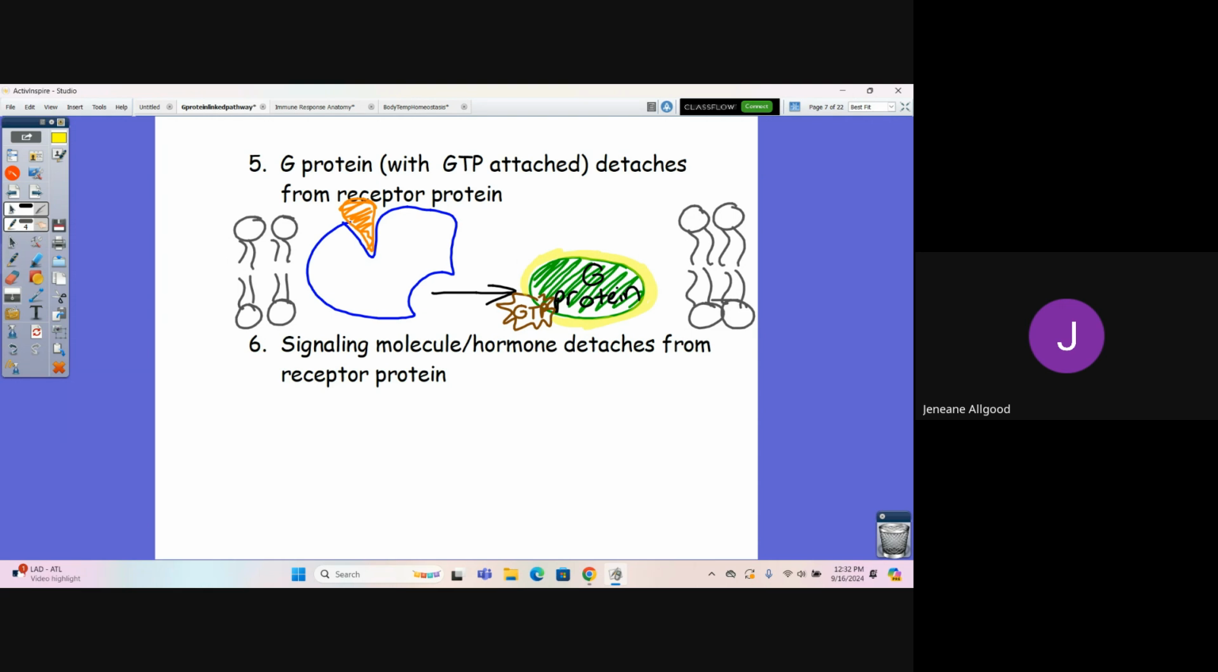So the signaling hormone is going to detach from the receptor protein. Now the notch is still technically there. It will go away in the next step. And that's all I'm going to draw for that one.